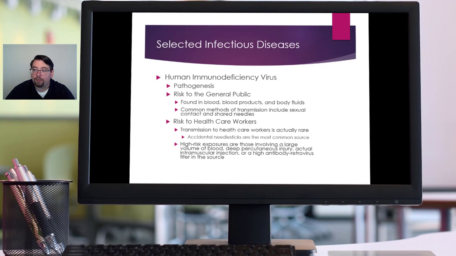Most of these high-risk exposures involve, again, large volumes, deep percutaneous injury, actual intramuscular injection, or a high antibody retrovirus titer in the source.